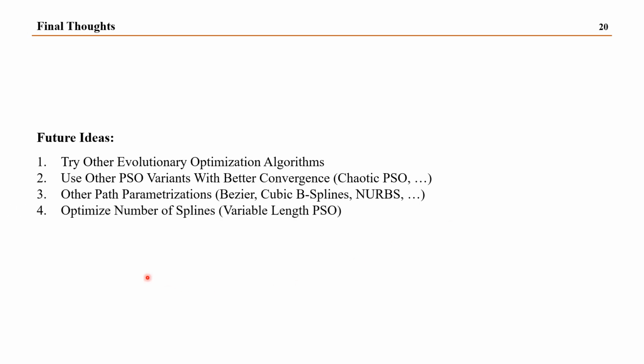We could also look into the idea of optimizing the number of splines. Now, this could be a really interesting one because that would lead to something we call the variable length PSO, which deals with particles of different length, and we try to compare their qualities together. Now, this might mean that we have to add an extra term in the fitness function to penalize really lengthy paths.